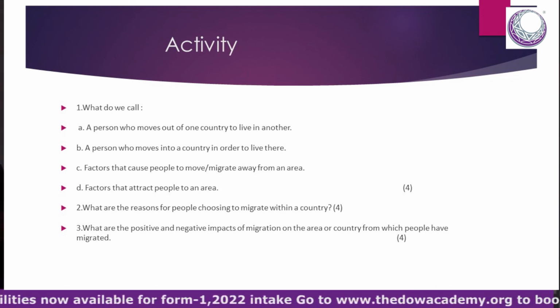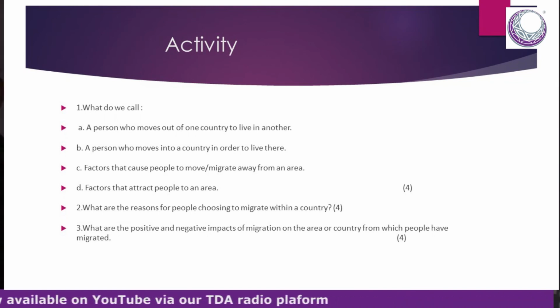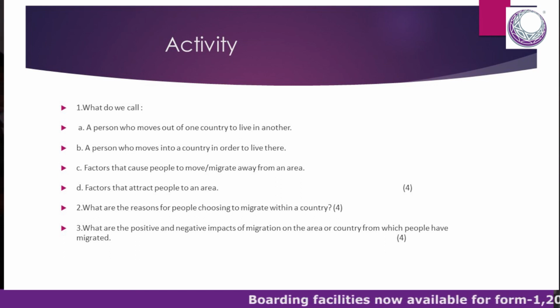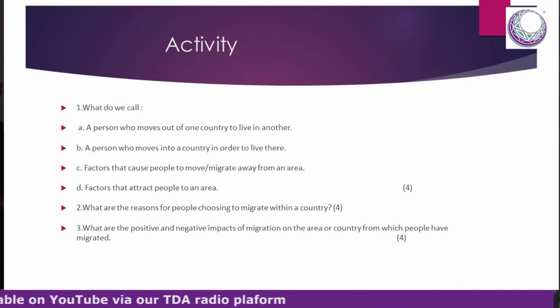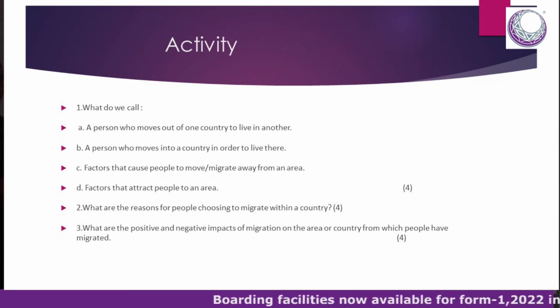Thank you. I hope you are done. Let's look at the first one. What do we call a person who moves out of a country to live in another? Someone moving from a country to live in another country, that one is an emigrant. A person who moves into a country in order to live there is an immigrant.